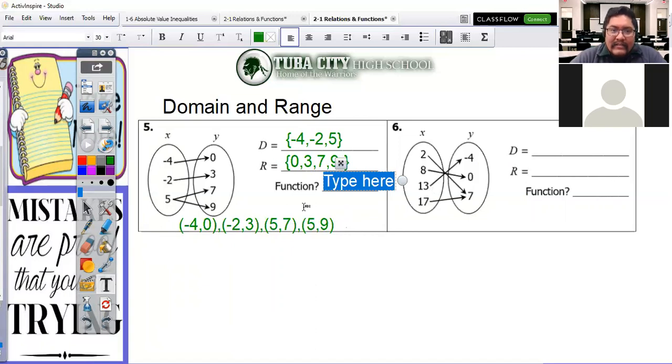So when I write it out as an ordered pair, you can easily see that this 5 repeats itself. And we are also missing one element from the domain. This means that it's been repeated and we don't need to write it twice in there. So I don't need to put 5 in there twice.